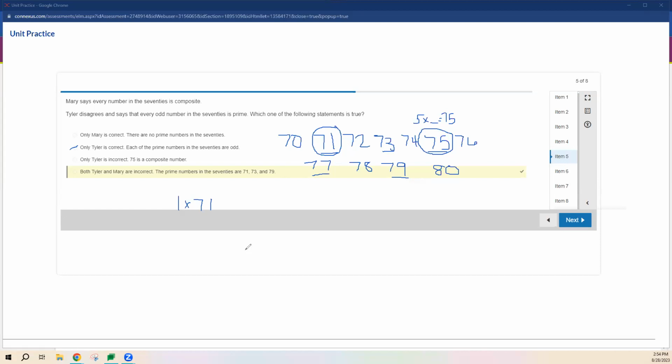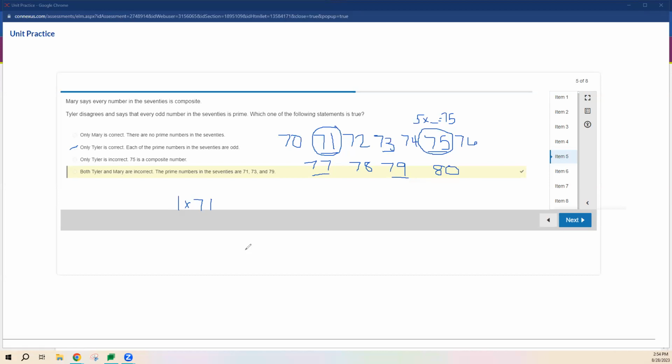Is 5 a factor? It does not end in 5 or 0. So 5 is not a factor. For 6 to be a factor, 2 and 3 both have to be factors. Neither of those are factors. So 6 is not a factor.